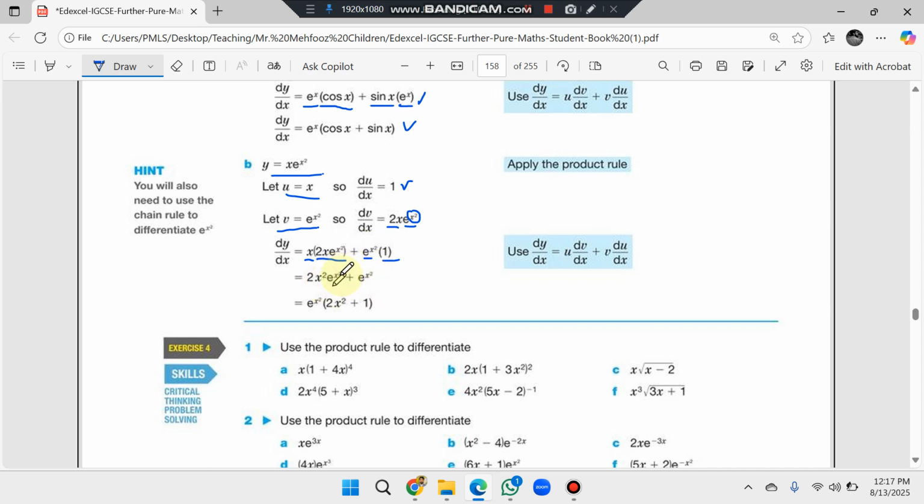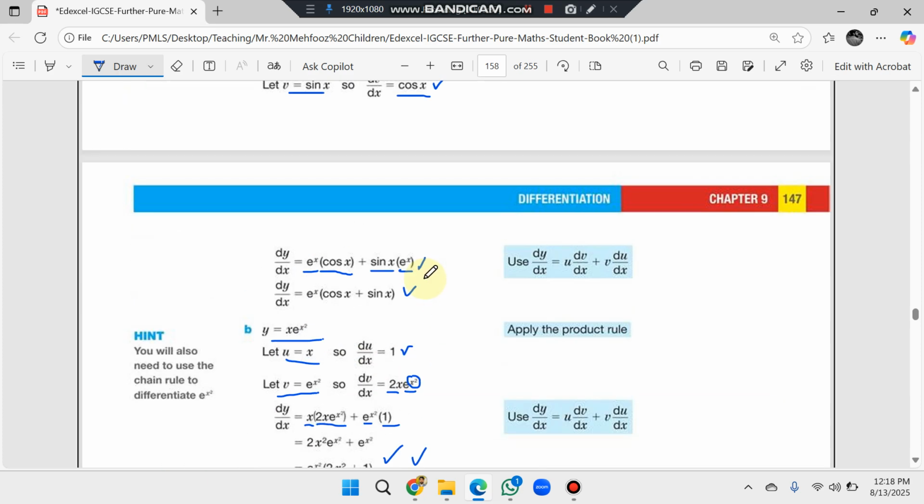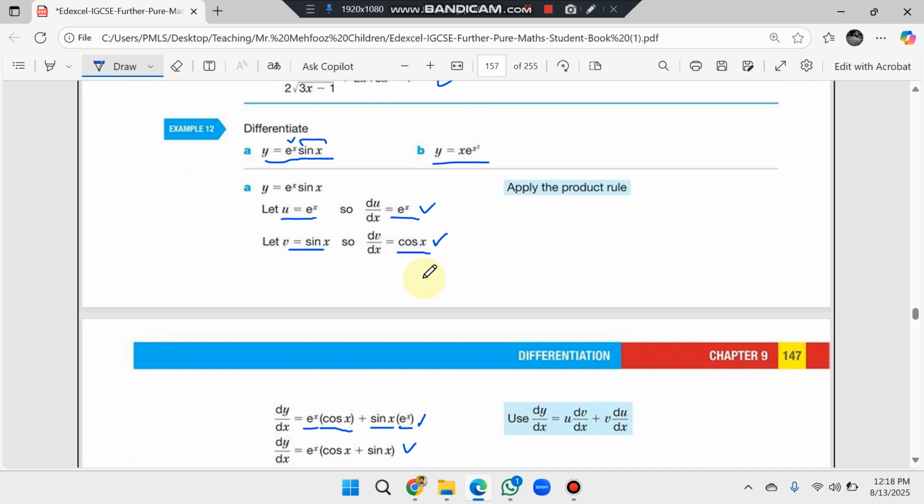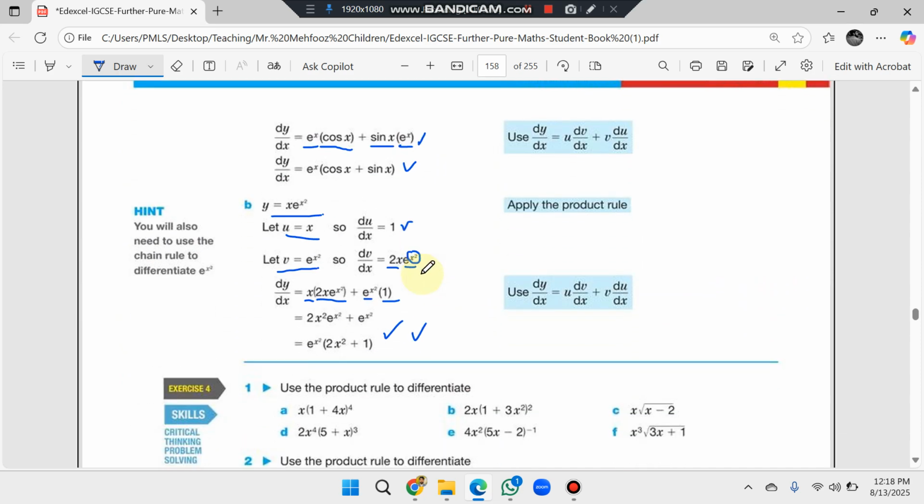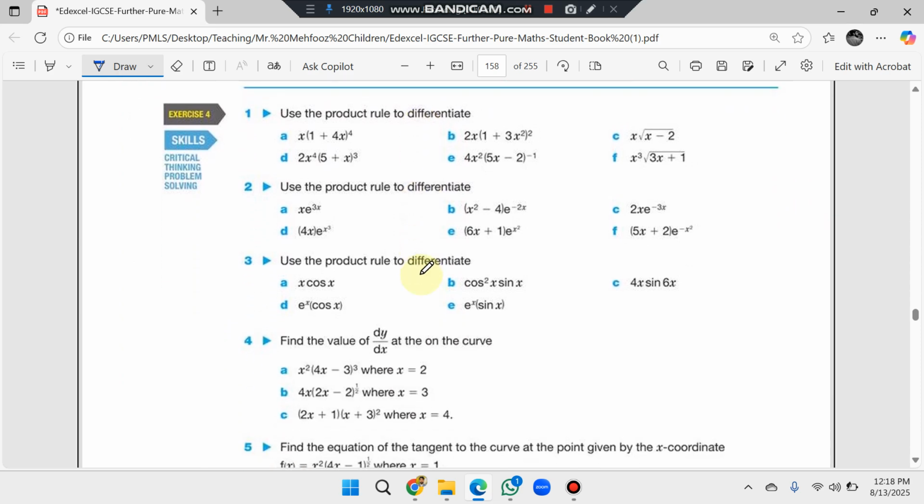You can see that e raised to the power x square can be taken as common, which is in both terms. So your answer will be e raised to the power x square into 2x square plus 1. This is your solution. Do you have any problem in this example? No. Okay, good. So here is exercise 4.